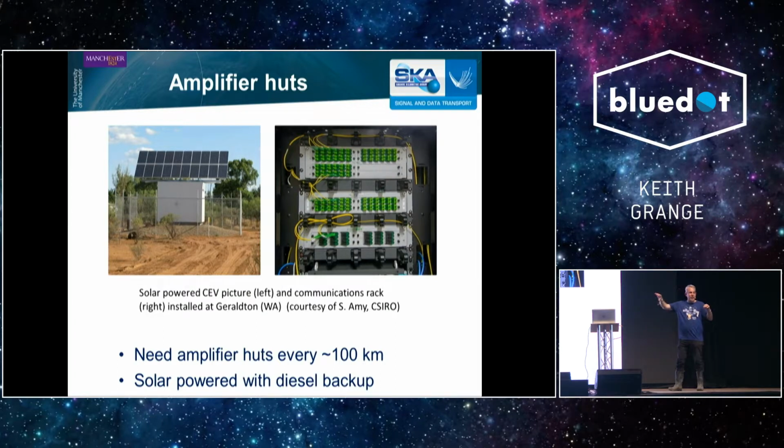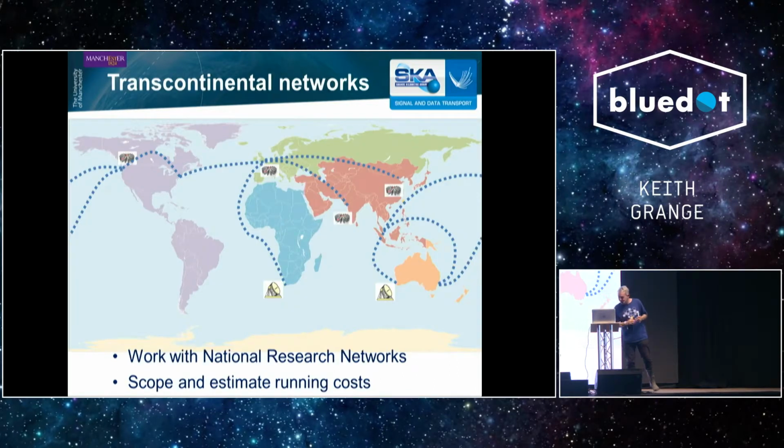Along the way, we're actually going to have to multiply up the signal because the signal gets degraded as you travel more than about 100 kilometers or so. So we're going to have these self-sufficient amplifier huts, which are all powered by those solar power units that you can see here with a backup diesel generator at the back. And this, again, is a prototype of that system. Works very nicely.